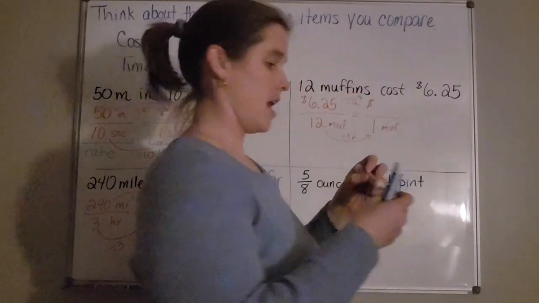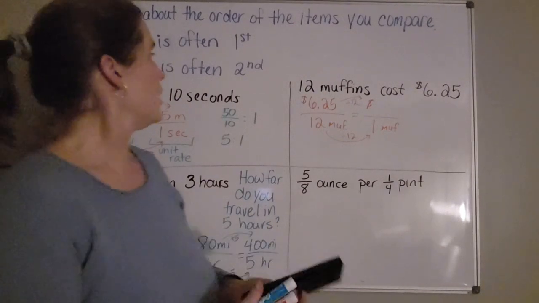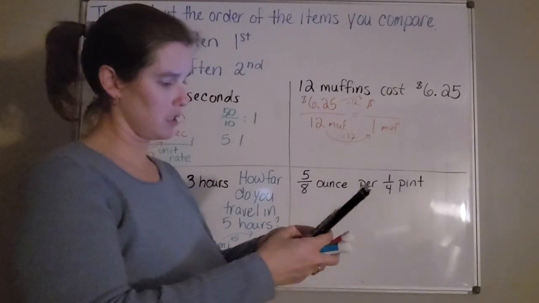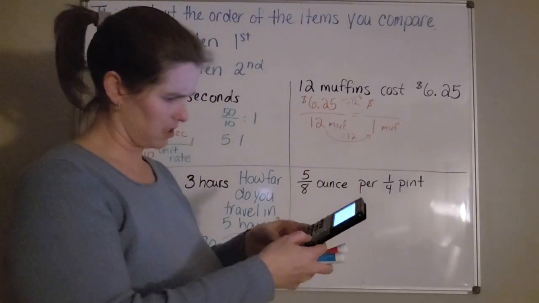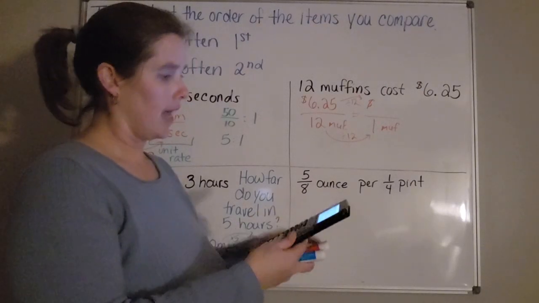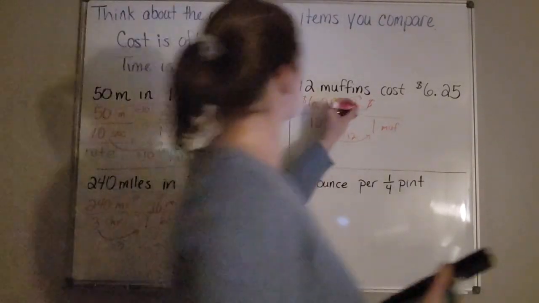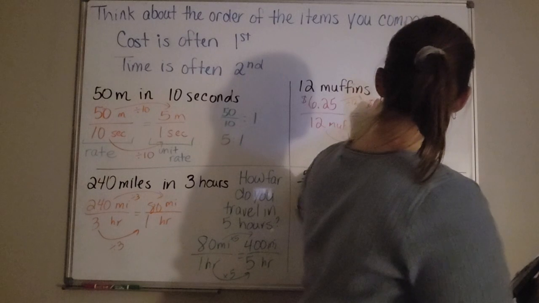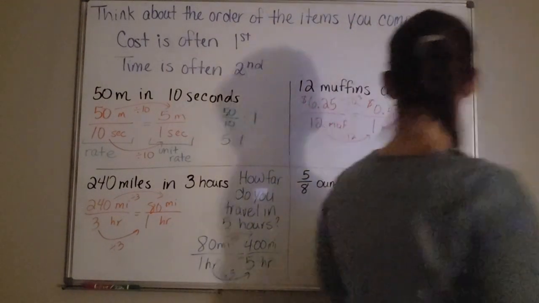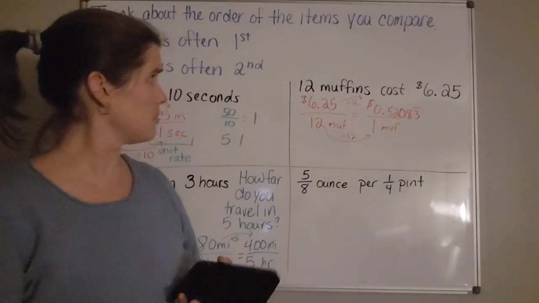Now, if you want to take advantage of tools that are available to you, you may use your calculator. So I'm going to do $6.25, whoops, not 62.5, 6.25, there we go. Going to divide it by 12, and I get a big, long decimal. Okay? I get 0.52083 repeating.